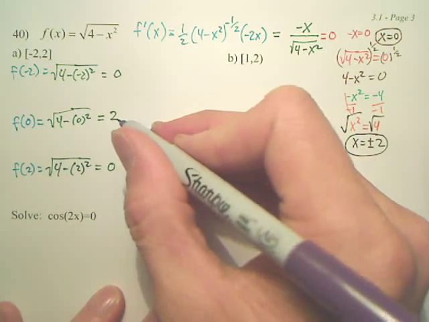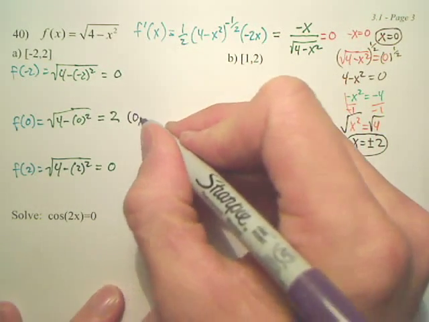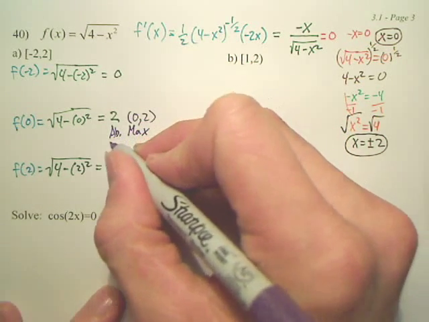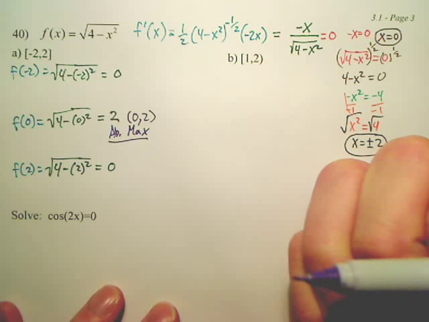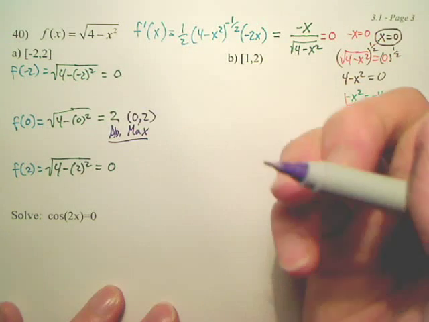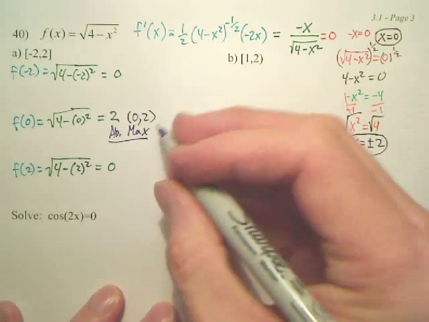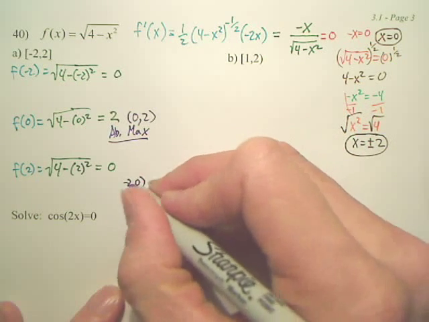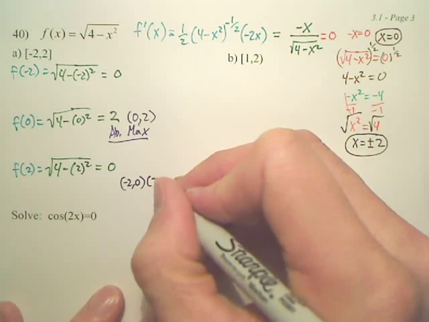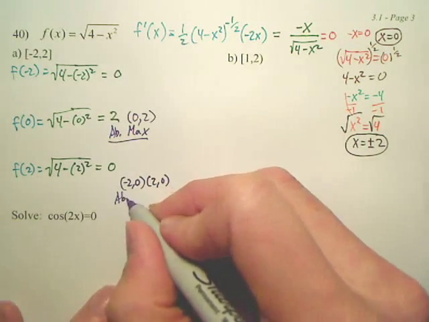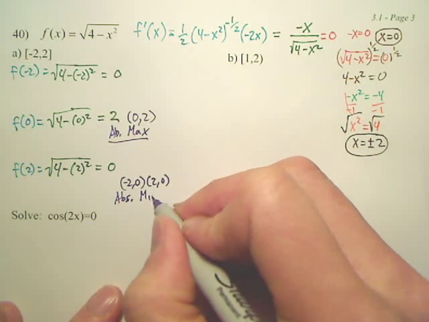Well, hopefully you know that one's the max. The absolute max is (0, 2). Now what about the other 2? They're your actual absolute mins. They're both absolute mins because they're both exactly the same height. So those are, let's put them right here, negative 2 comma 0 and 2 comma 0. These are your absolute minimums.